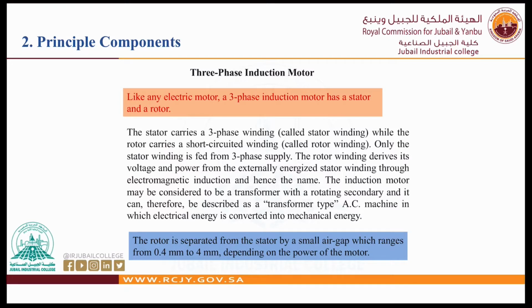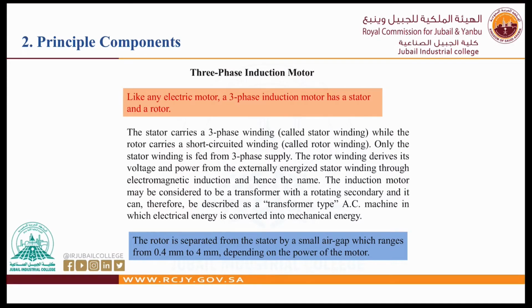I apologize. Now, the rotor winding derives its voltage and power from the externally energized stator winding through electromagnetic induction. So by the name of this motor, which is induction, we know that the voltage or the magnetic field goes from the stator to the rotor by electromagnetic induction. Let's go back to the principle of the transformer, and we will understand the real principle of operation.